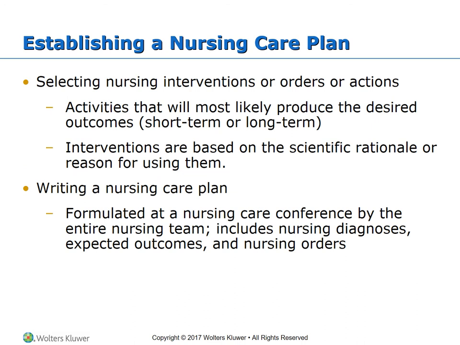Establishing a nursing care plan. Selecting nursing interventions or orders or actions. Activities that will most likely produce the desired outcomes, short-term or long-term. You can set specific target dates for achieving certain goals. Interventions are based on the scientific rationale or the reasons for using them.